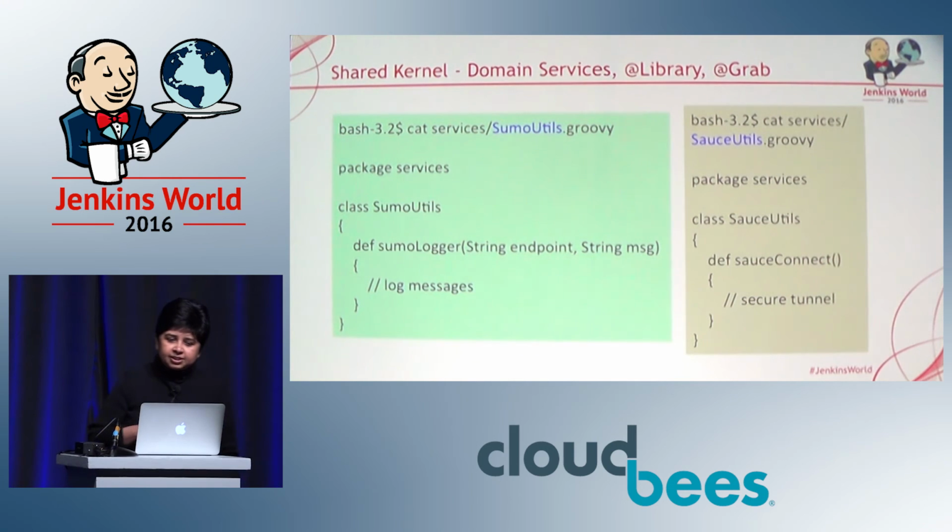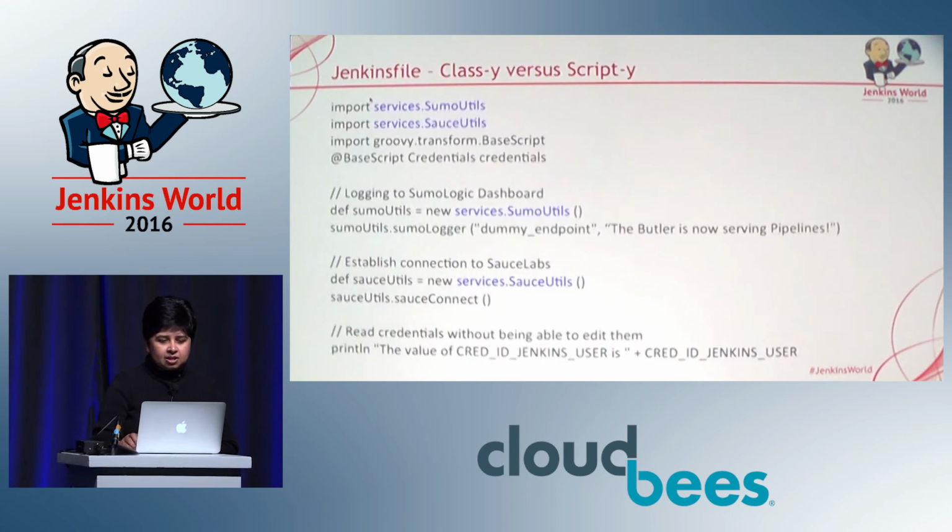More domain services, libraries, and Grabs. So this is quick. We talked about Sumo Logic being the dashboard of choice or Sauce Labs being where your functional tests are running. So sauceutils.groovy or sumoutils.groovy or the jars maybe, as per Jesse. So include them, use them. These are the shared resources within the pipelines. DDD would just call them domain services or maybe shared kernel.